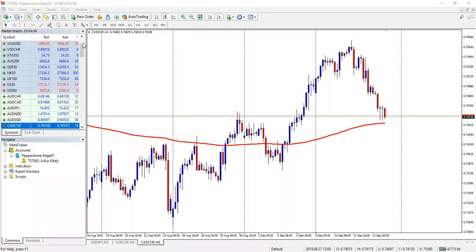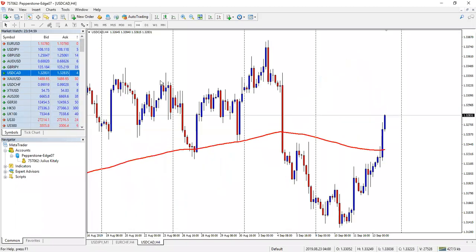Any other question, guys, before we proceed to the next level? Okay, since we do not have any other question, let's go directly to the inverse of head and shoulder. Let me share my screen again, guys. And this time, let's check this pair that I just mentioned, USD Canadian dollar.